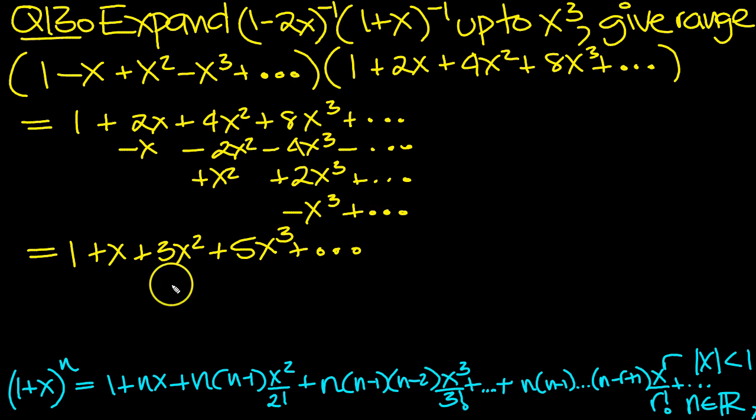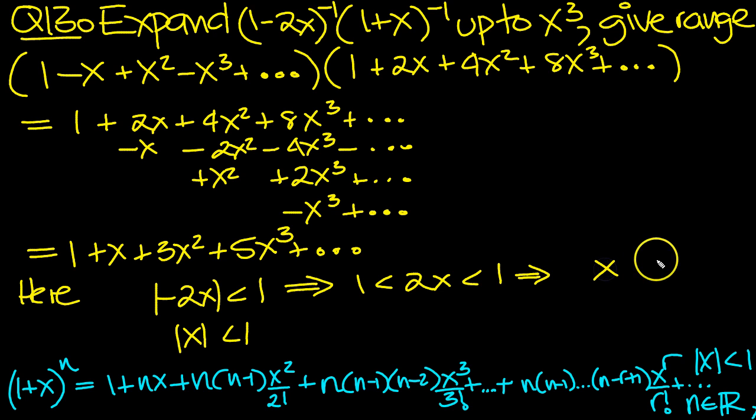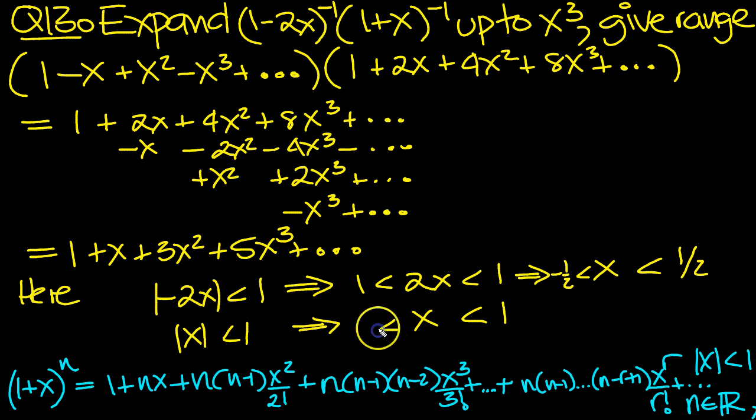The valid range here, as far as the range is concerned, minus 2x, modulus is less than 1, and the other range would be x is less than 1. Here's our valid range that we've mentioned. So this just implies that 2x must lie between 1 and minus 1, and that tells us that x must lie between, divide by 2, a half and minus a half. And this one tells us that x must lie between 1 and minus 1.